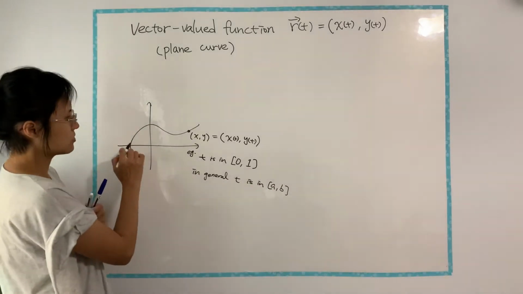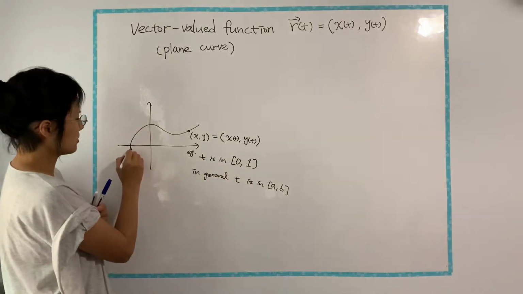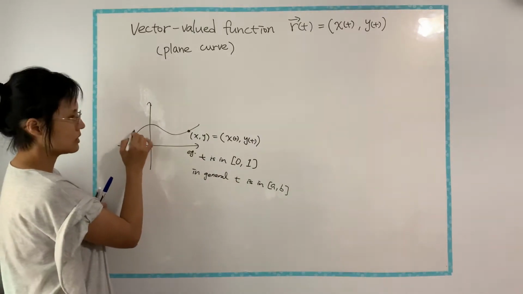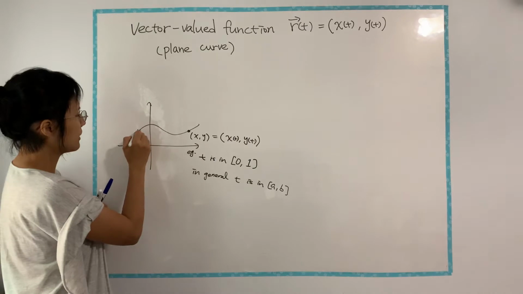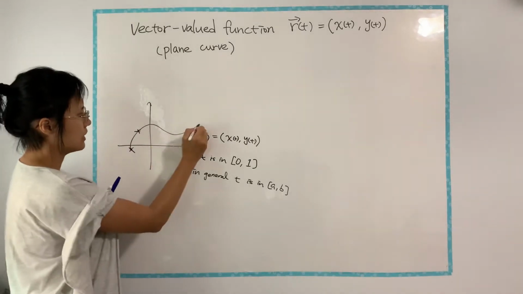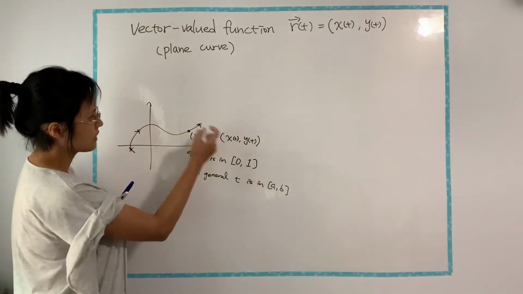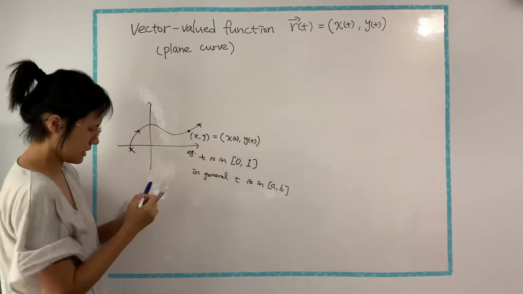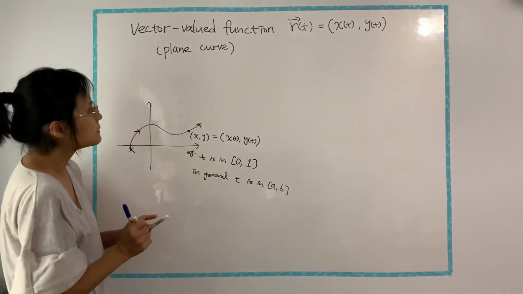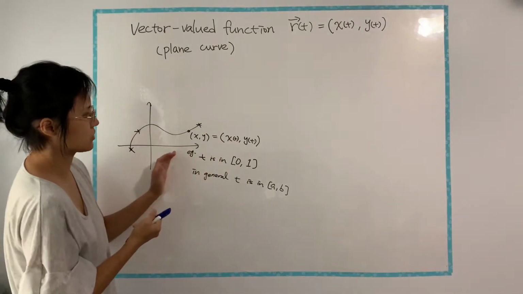So then when t equals 0, the xy is here. When t equals, let's say, 0.1, the xy is here. And when t equals 1, the xy is here. So that's an example of parametric functions.